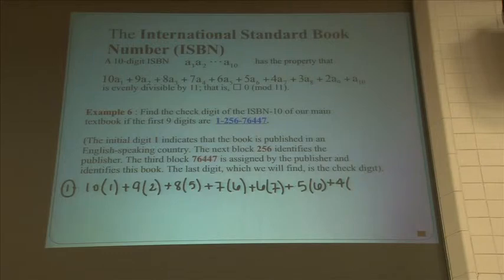4 times a 4. 3 times a 4. And 2 times a 7. Now remember, the last digit is left for us to figure out. So, punch all this into your calculator. You should get a grand total of 208.